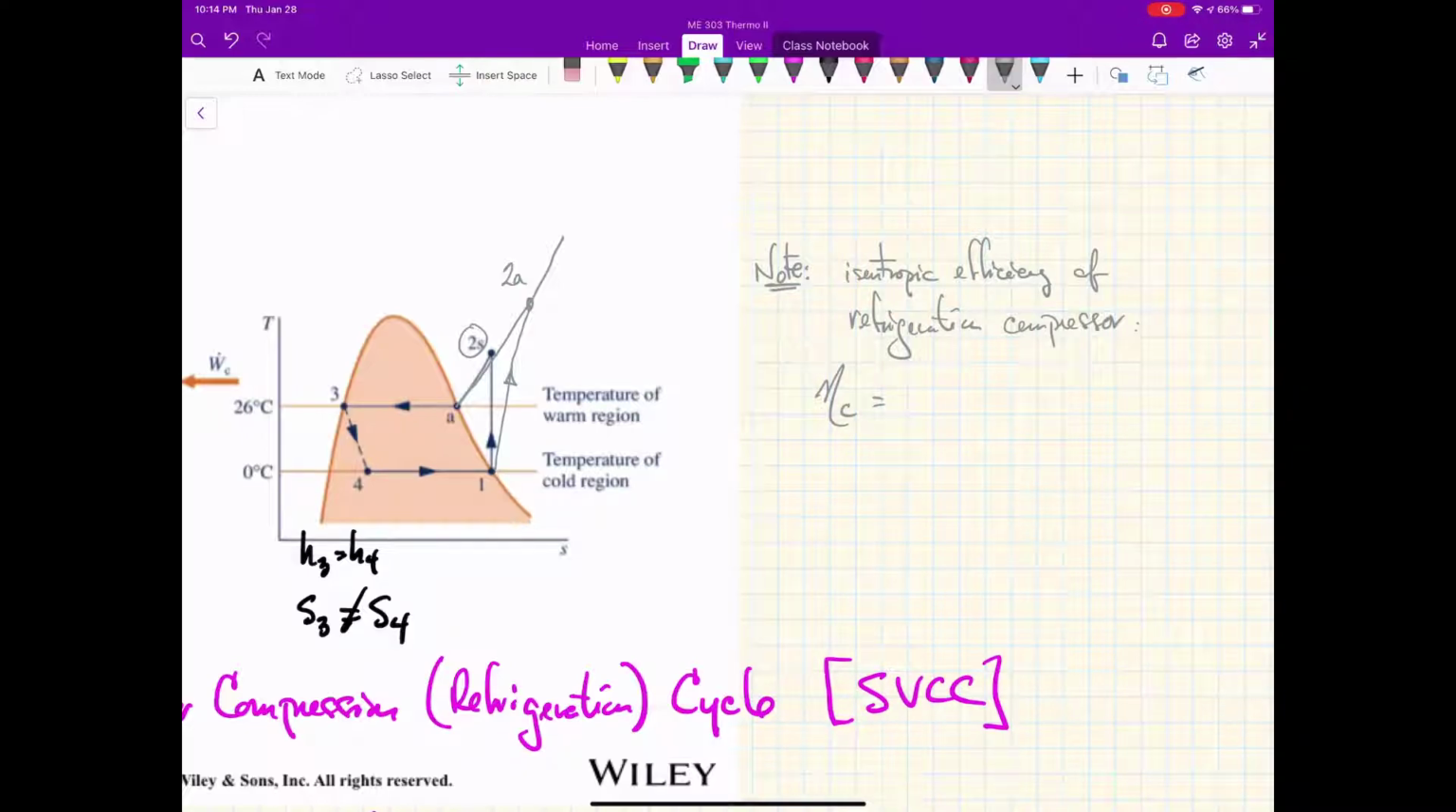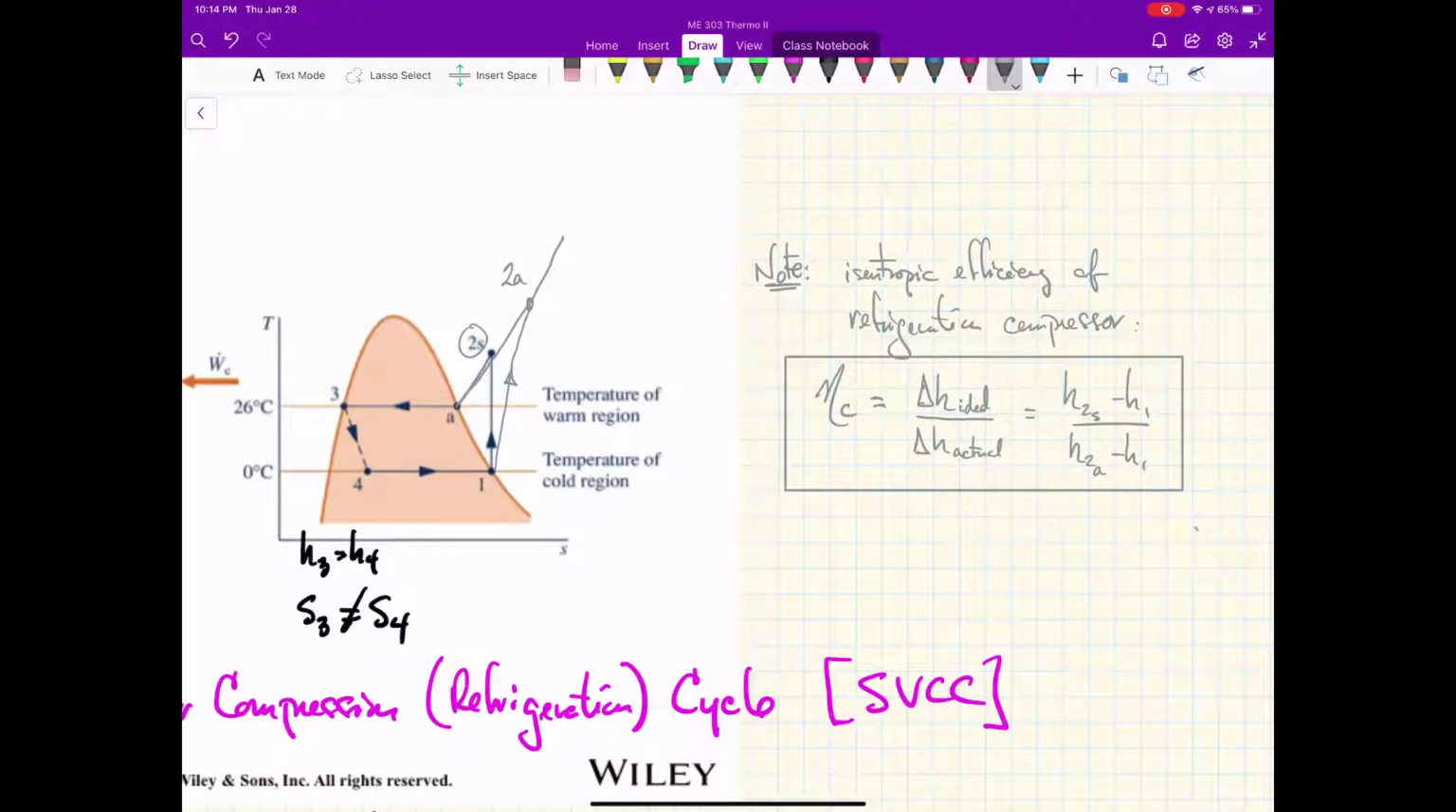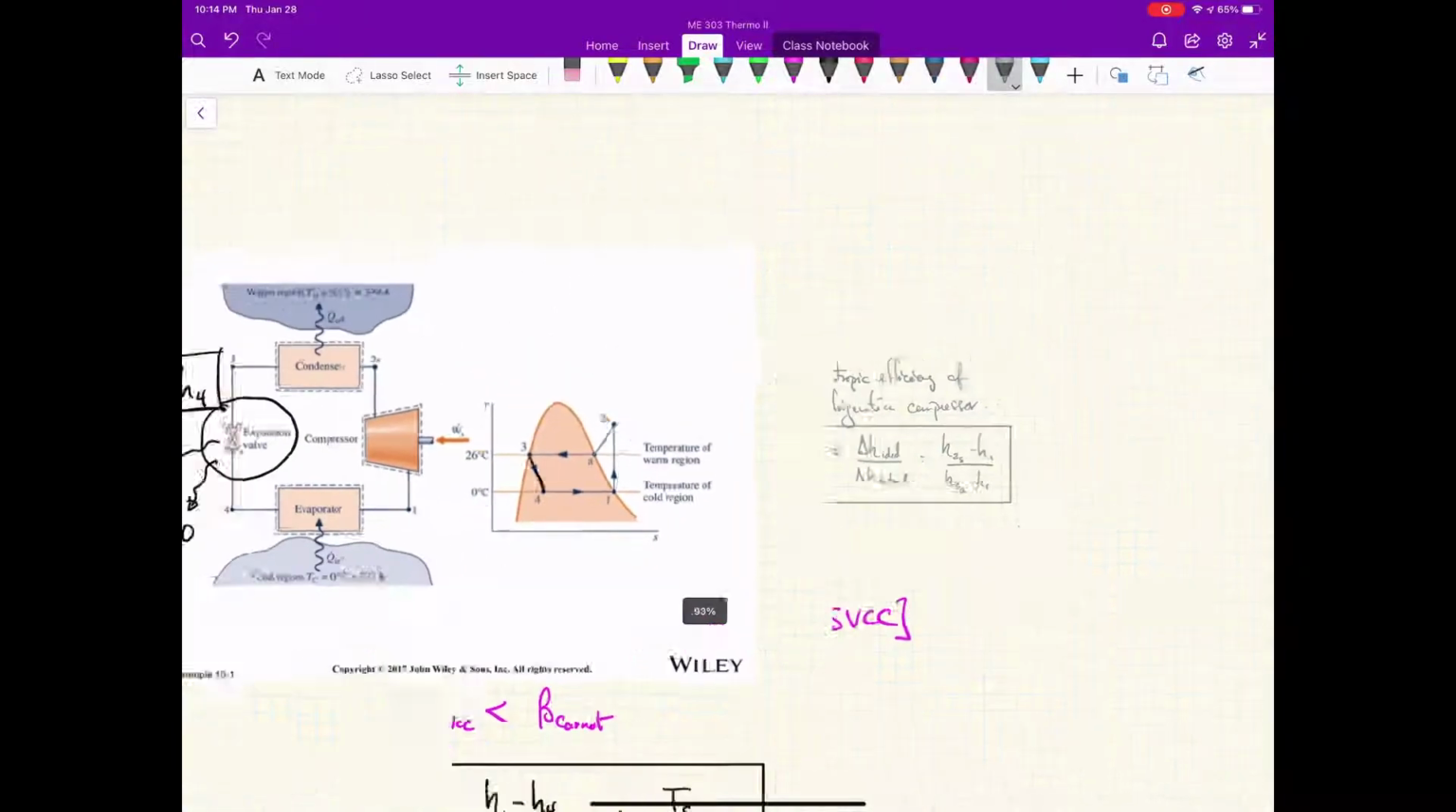And it's denoted the exact same way as we do for a gas turbine or for a pump on a Rankine cycle, and that is going to be the delta H ideal divided by the delta H actual, which here is going to be H2S minus H1 divided by H2 actual minus H1. So that's the isentropic efficiency of the compressor, and of course that's a number that's always less than 1.